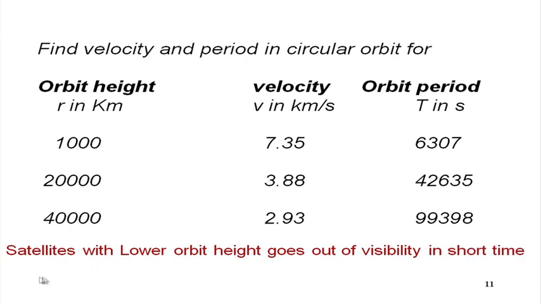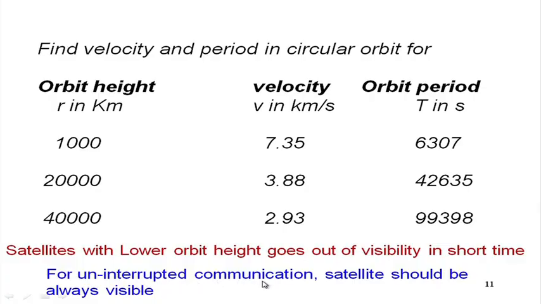So one of the observations from this table is satellites with lower orbit height go out of visibility in a short time. Now you are a communication engineer. Look at it from the communication point of view. If you want uninterrupted communication, then only for a few minutes will you be able to use that satellite as a repeater, and quite a long time you have to wait, almost for 1,000 kilometer, more than an hour or an hour and a half. You have to wait for that repeater to appear again. So you start communicating, wait for 1.5 hours, again start communicating. It is irritating. For real time communication, it is irritating.